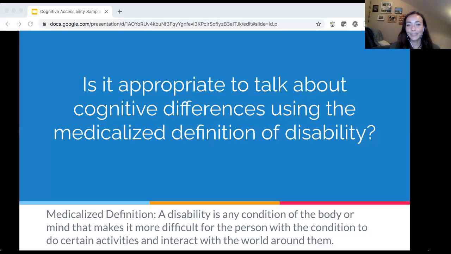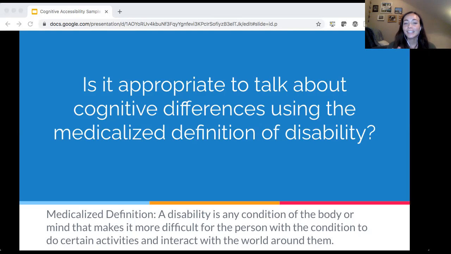Here we're going to take a moment to pause and address a very important tension in disability discourse concerning people with cognitive differences. So I wanted to ask, and this is a question I want you to think about, not necessarily respond to, but do you think it's appropriate to talk about cognitive differences using the medicalized definition of disability?